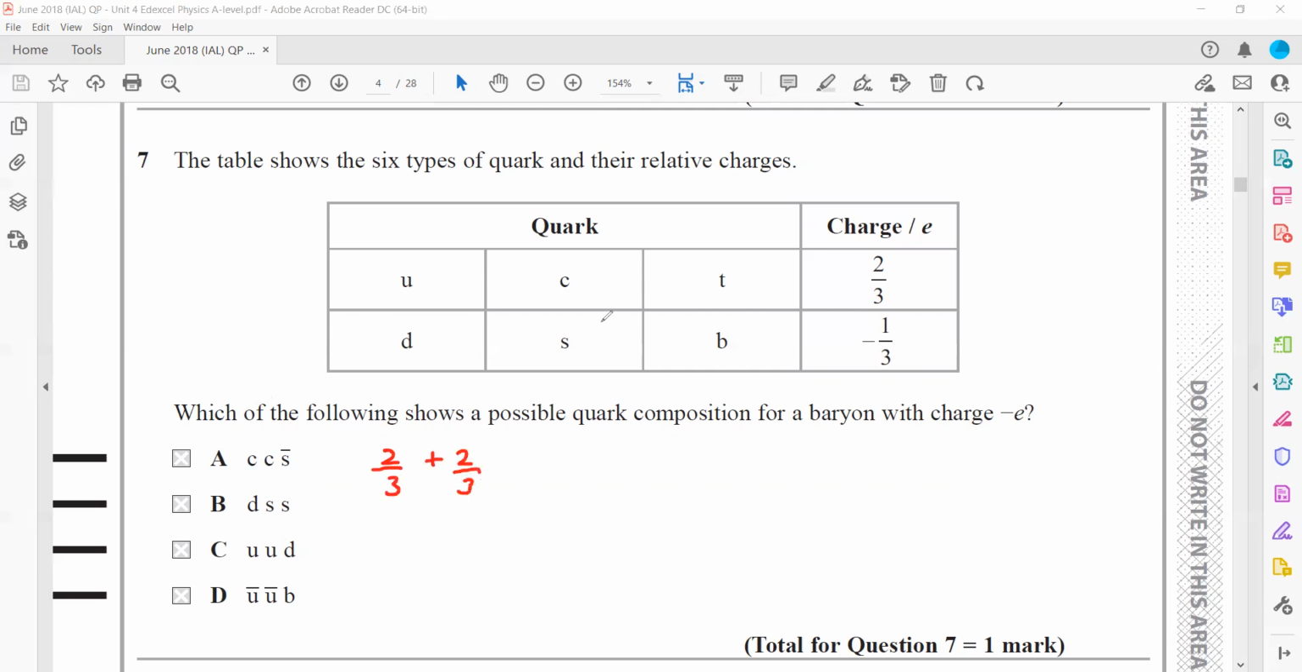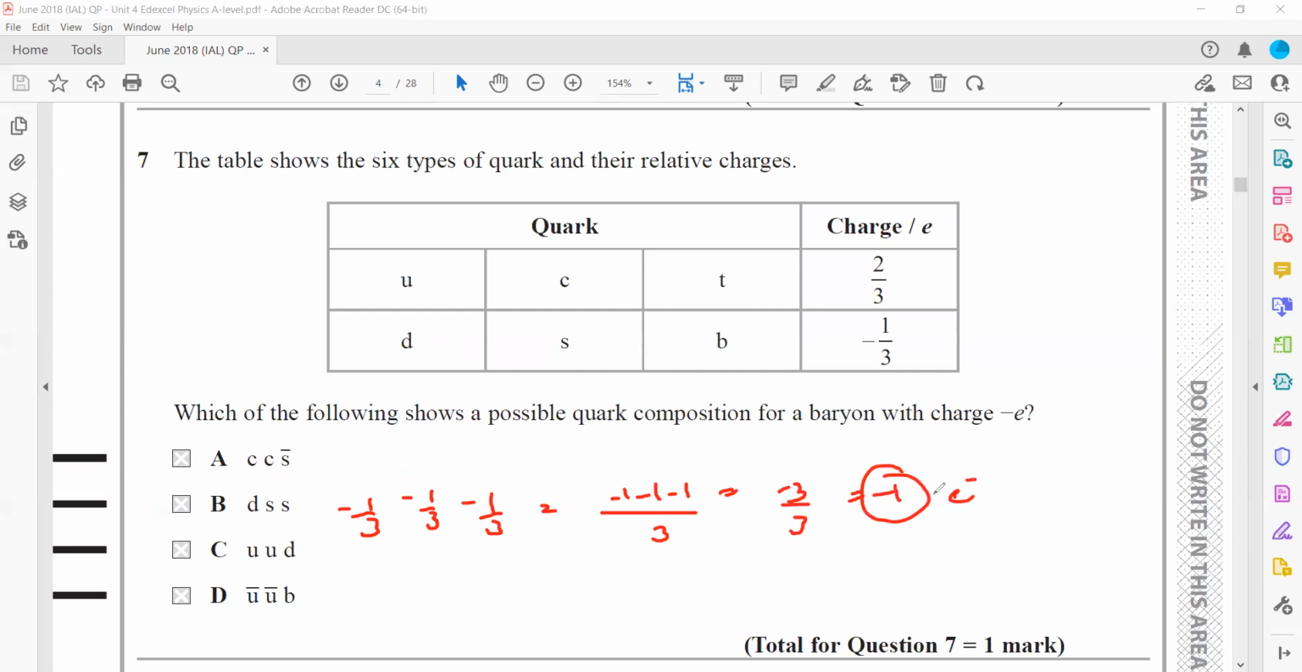For strange, it is minus 1 by 3, but for anti-strange, it will be plus 1 by 3. So this will be 5 by 3, which is not correct. When we check the second one, down is minus 1 by 3, strange is minus 1 by 3, and another strange is also minus 1 by 3. Taking the LCM, minus 1 by 3 three times gives minus 3 by 3, or minus 1 times the charge of an electron. So B is the right answer.